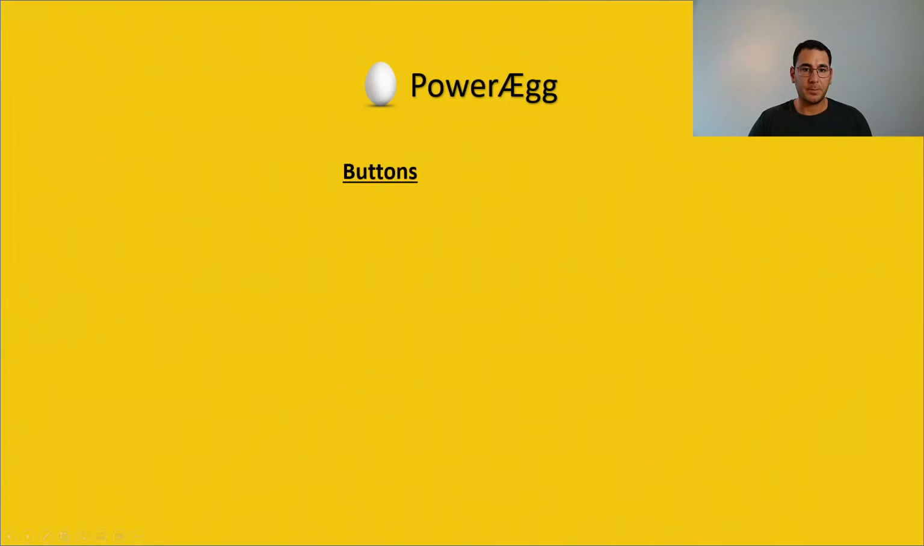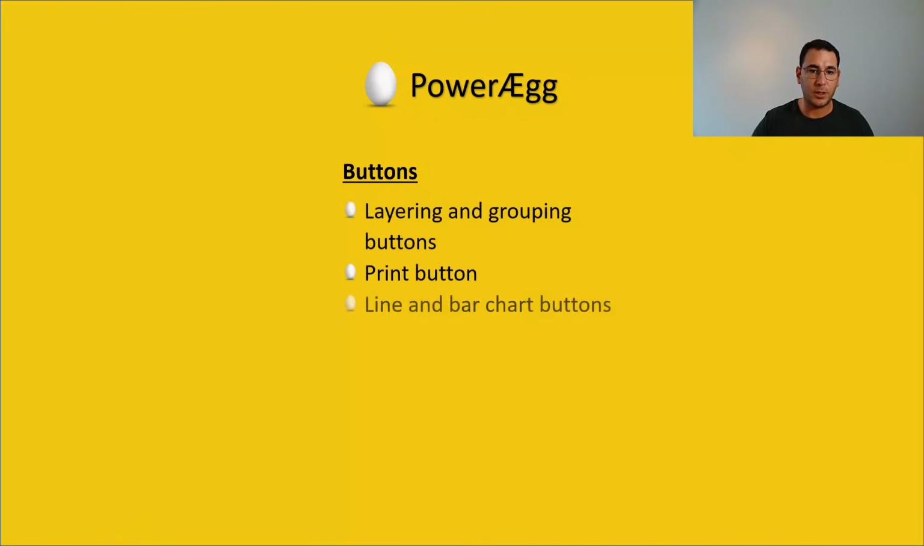Next, we will create our buttons. For this, we will import our icons for the buttons that we want, or if there is a default button from Power BI, we can use that. Then we will do our print button. This will be an icon I will import, and our line and bar chart buttons, same thing. I looked them up on the internet and I used the PNG file.